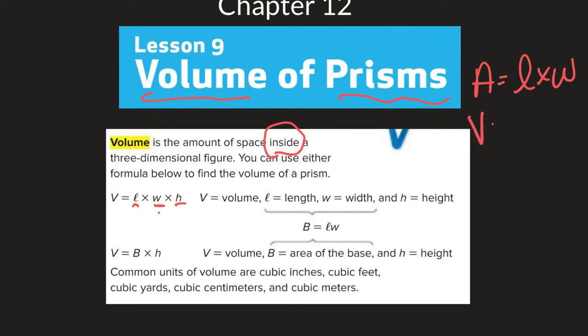But for volume, we add one more dimension because it's three-dimensional instead of two-dimensional, where we do length times width times height, how tall it is. Okay, so sometimes you'll see the base, right? Because if the base is not a square or a rectangle, you'd have to use something different. You wouldn't just be able to do length times width times height. But basically, we're just multiplying three things together, so let's get started.